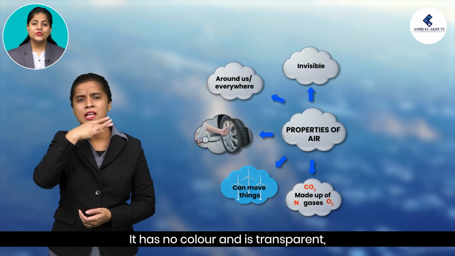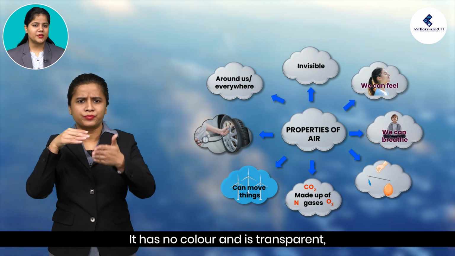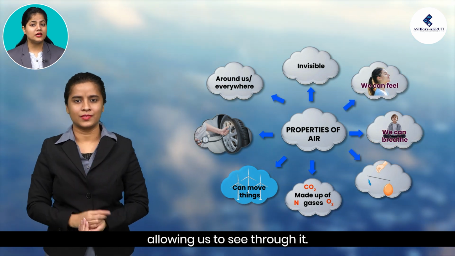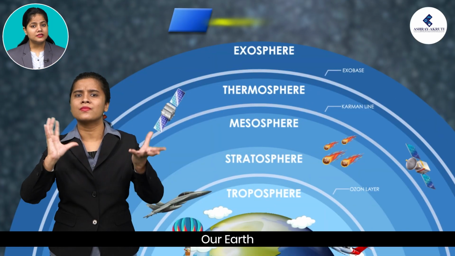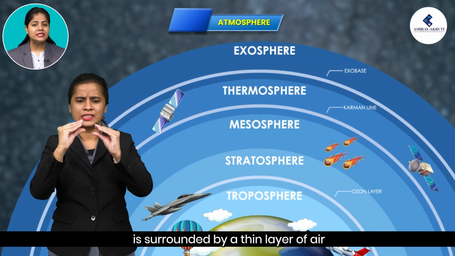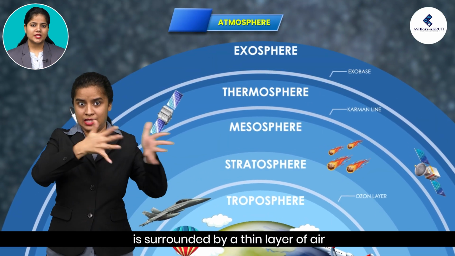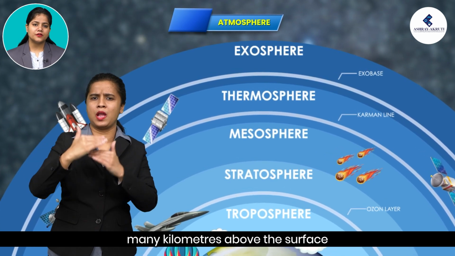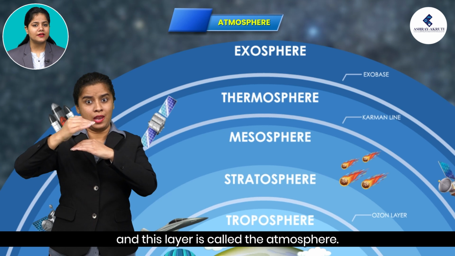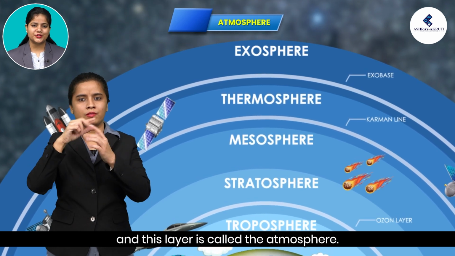It has no color and is transparent, allowing us to see through it. Our Earth is surrounded by a thin layer of air that extends many kilometers above the surface, and this layer is called the atmosphere.